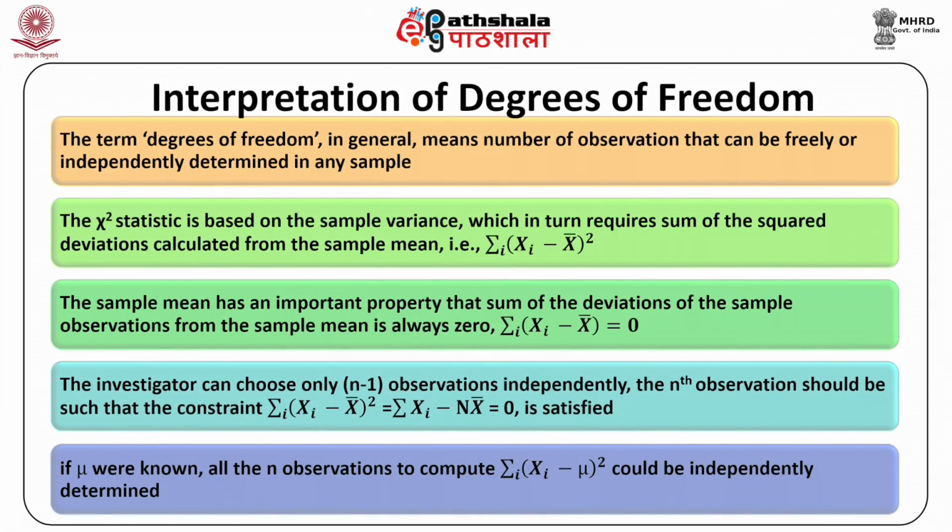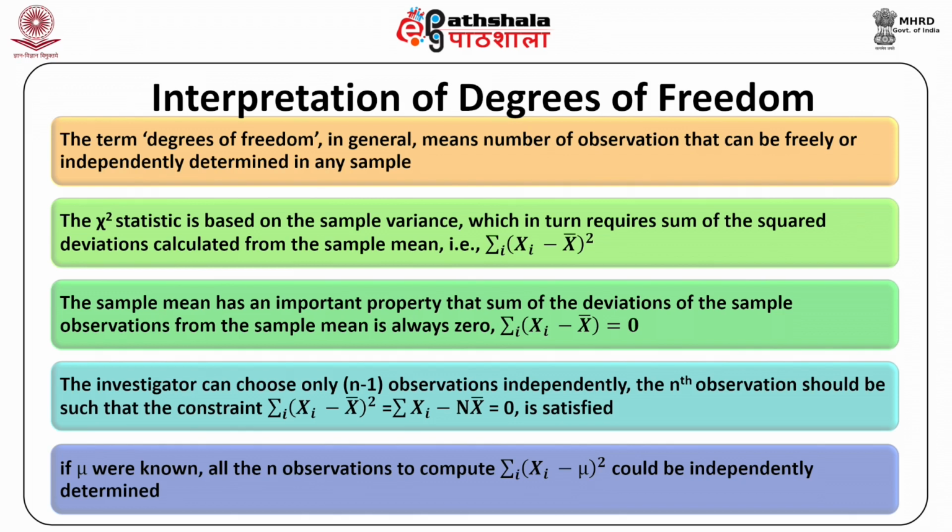Interpret the degrees of freedom. The term degrees of freedom in general means the number of observations that can be freely or independently determined in any sample. Here, the chi-square statistic is based on sample variance, which in turn requires the sum of the square deviations calculated from the sample mean. That is, I'm sure you know, nothing but sigma over i of (xi minus x bar) square. So at first sight, we might think as if it is n.